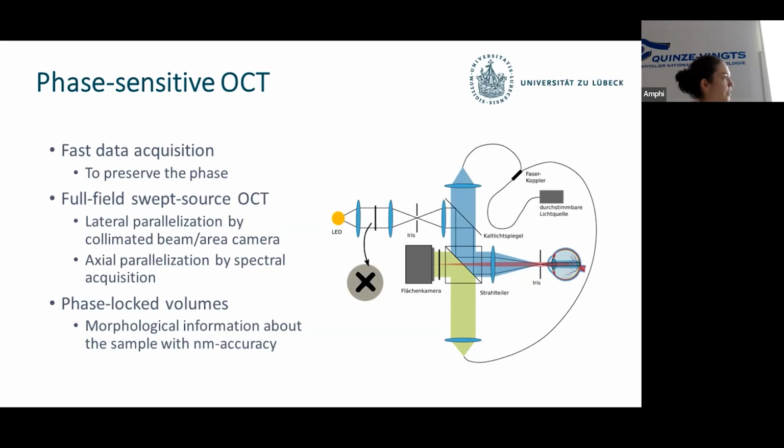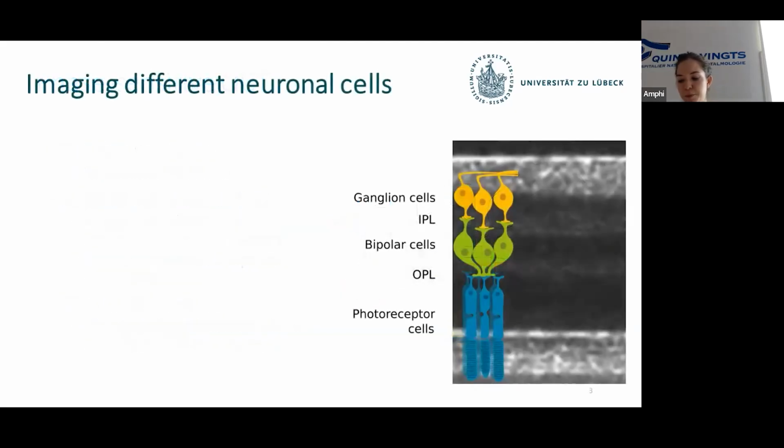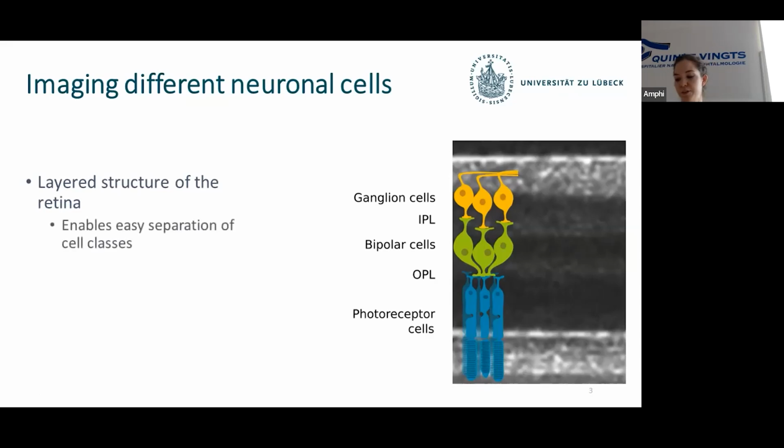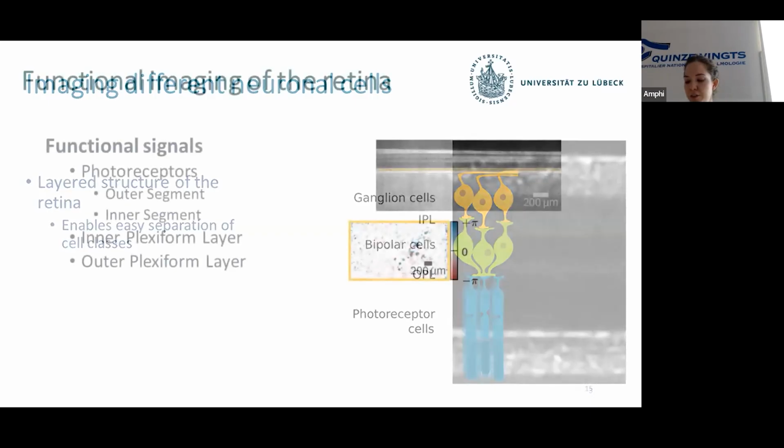And we are using that to detect changes in activated neurons, especially in the retina, since the retina has a very nice feature, which is the layered structure, where the different cell classes are each situated in a very specific layer: the photoreceptor cells, bipolar cells, and the ganglion cells. Therefore, we can very easily investigate those different cell classes separately by just evaluating the phase change at very specific depths of the retina. And this is basically what we have done in the past few years.